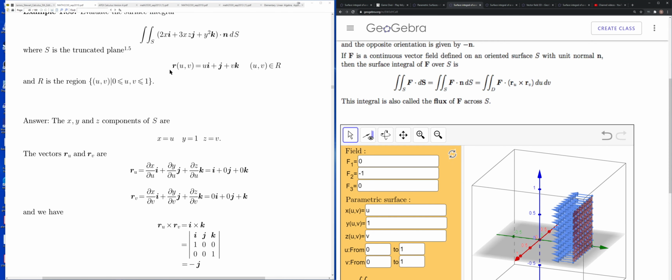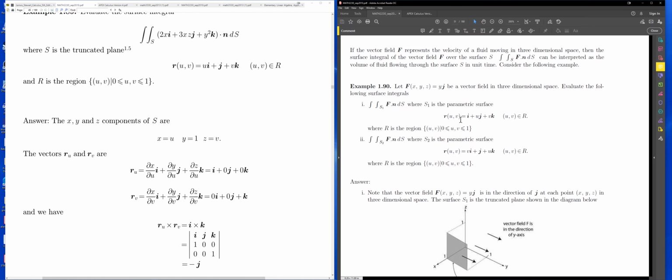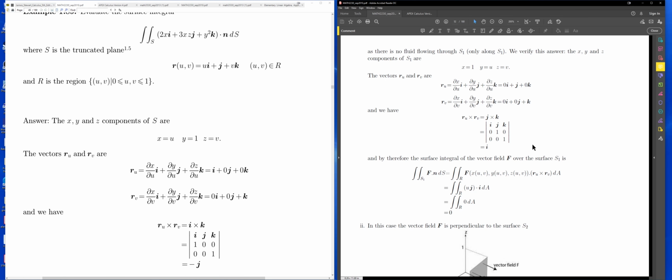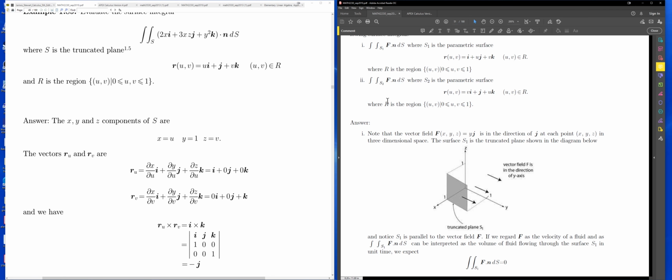Okay, so that's when I worked out the r_u cross r_v in this case. But when I work it out for this parametric surface, because the v and u are in a different order, what's going to happen is when I work out the r_u cross r_v for this parametric surface, where I have the v for the i and the u for the k, what I'm going to get in this case is, so this is for the S2.